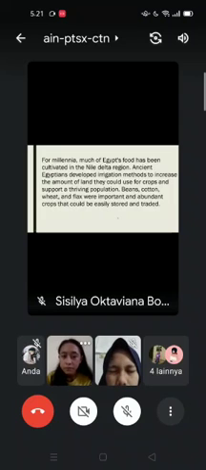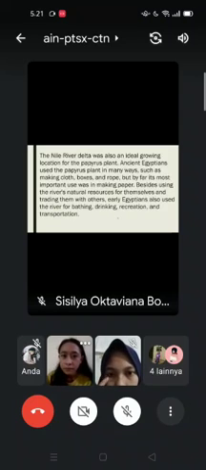The Nile river delta was also an ideal growing location for the papyrus plant. Ancient Egyptians used the papyrus plant in many ways, such as making clothes, books, and rope, but by far its most important use was making paper. Besides this, they used the river's natural resources for themselves and traded them with others. Early Egyptians also used the river for bathing, drinking, recreation, and transportation.